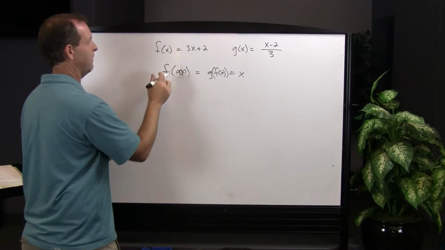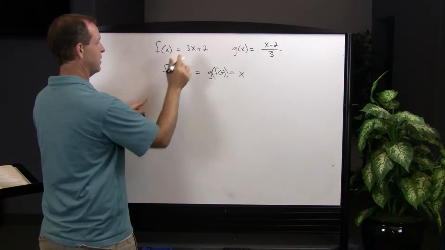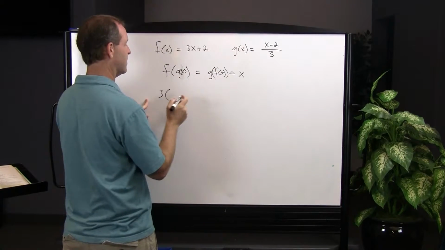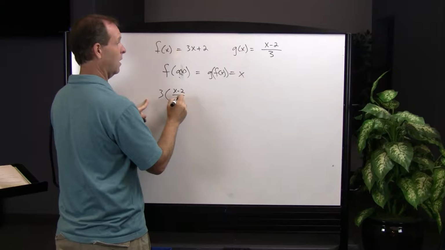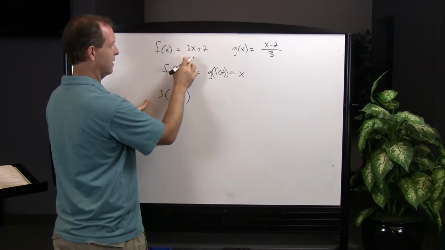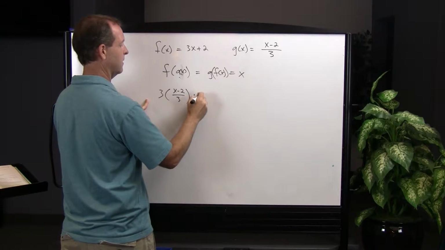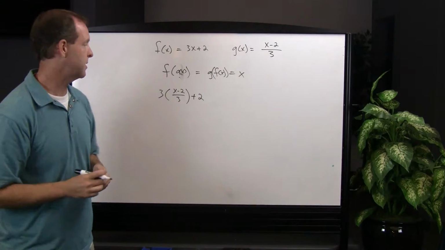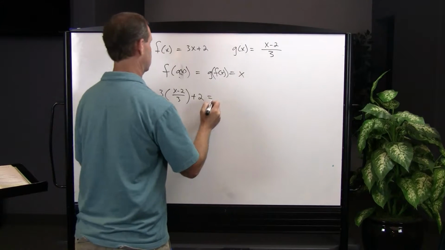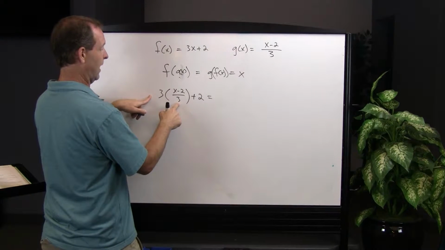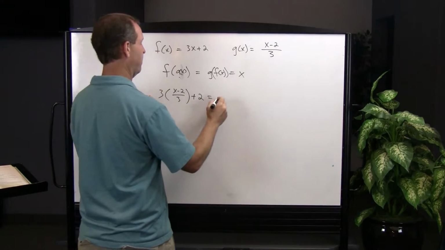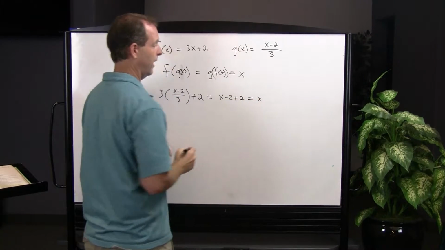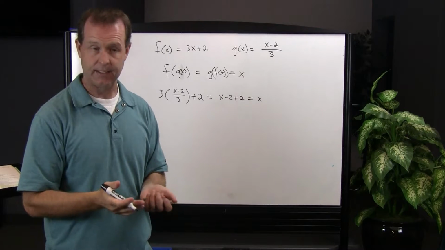So let's look at f of x. I take my function f, which is 3, and instead of putting in x, I put in g of x, which is x minus 2, all over 3. Continue my function f of x plus a 2. So let's go ahead and reduce that down and see what that reduces down to. The 3's cancel out, so I'm left with x minus 2 plus 2, and that reduces down to x.